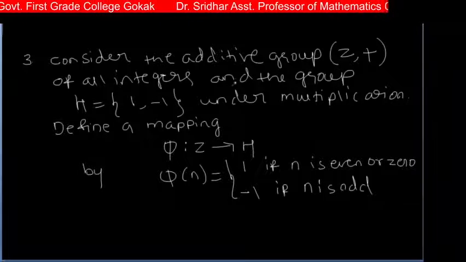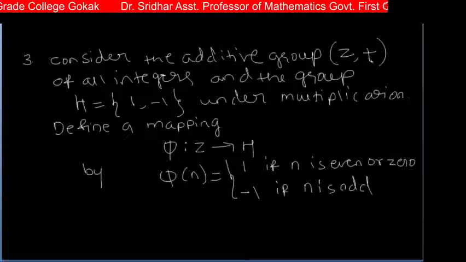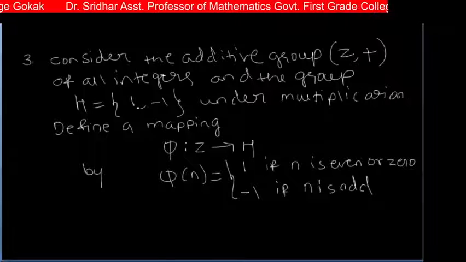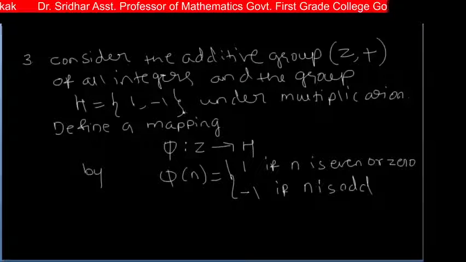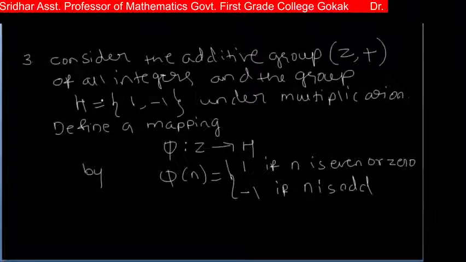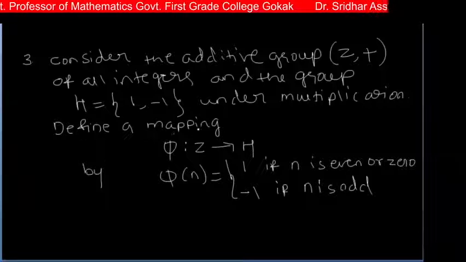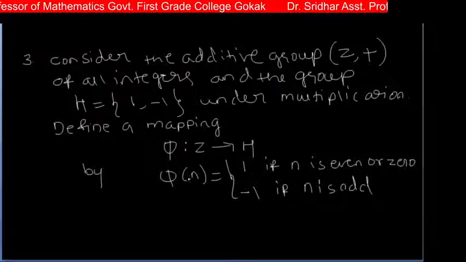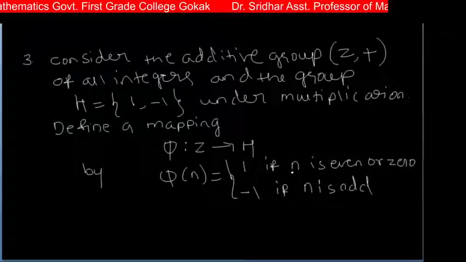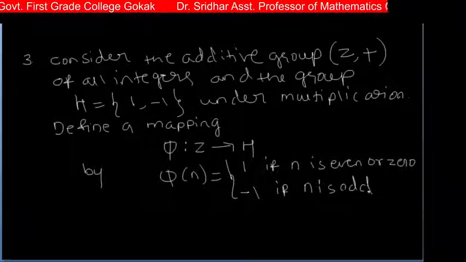So it is a group of all integers where the group operation is addition. And we consider another group H which contains 1 and minus 1 under multiplication, which means the binary operation of this group is multiplication. Next we define a mapping phi from Z to H by phi of n is equal to 1 if n is even or 0, and minus 1 if n is odd.